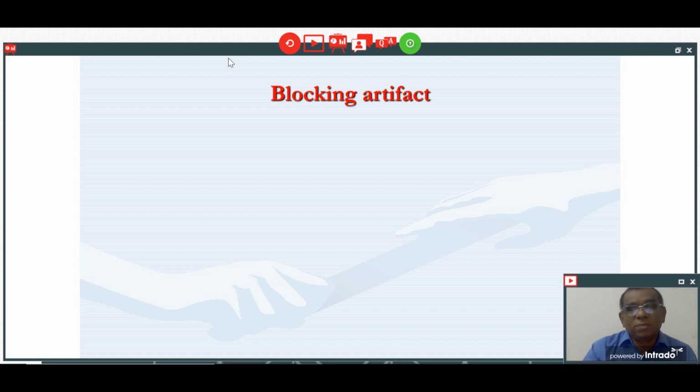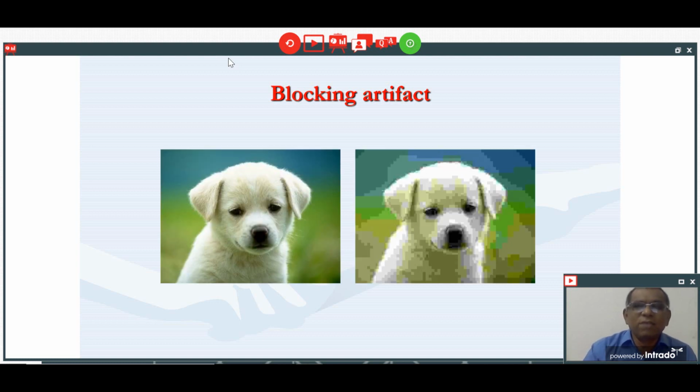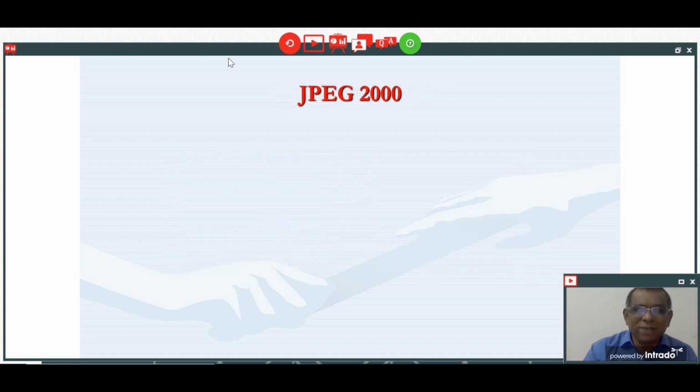The major drawback of this JPEG compression or decompression is the blocking artifact. Because of the partitioning of the image into 8 by 8 or 16 by 16 subblocks, we have blocking artifact, which is shown here. It is a visually annoying effect. So how to overcome that blocking artifact? People have started using wavelets.